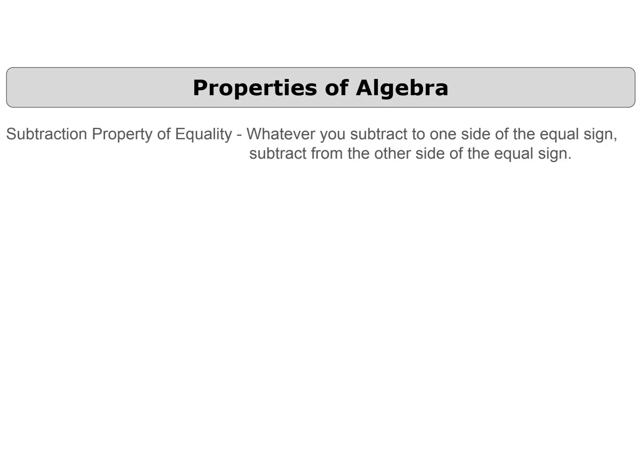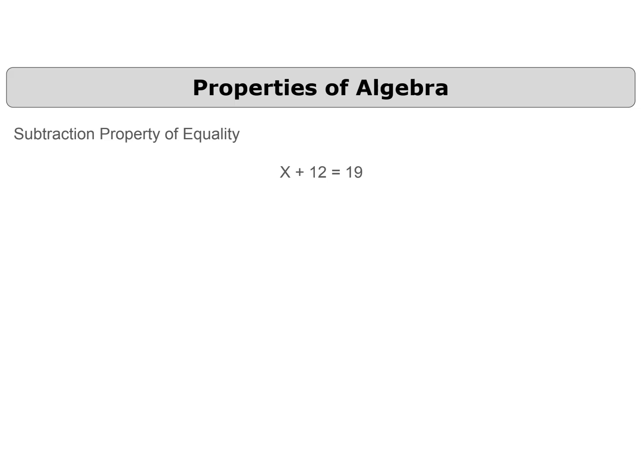The subtraction property of equality states that whatever we subtract from one side of the equal sign, we must subtract from the other side of the equal sign. If we have x plus 12 is equal to 19, then we must subtract a 12 from the left side, therefore subtract a 12 from the right side to isolate the x. Now we have x plus 12 minus 12 on the left side.